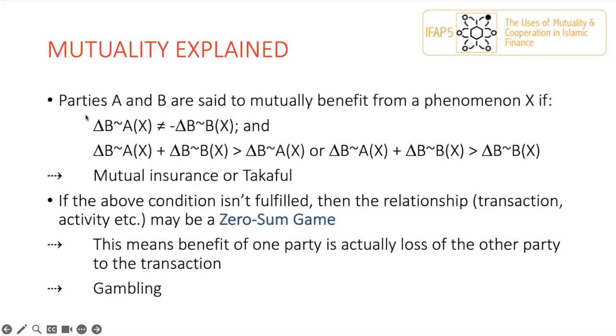So this is what we mean by marginal benefits accruing to party A for participating in an activity not being equal to the marginal losses accruing to the other party B for participating in X. And if these two conditions, 2 or 2.5, whatever you want to call them, are fulfilled, then we say this phenomenon is mutual. Mutual insurance would be an example from the conventional domain, and takaful is pitched as an example of a mutual phenomenon in Islamic banking and finance.